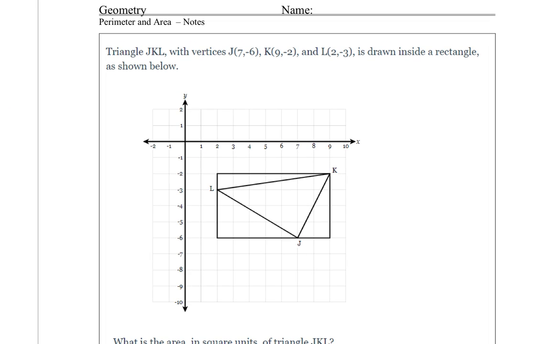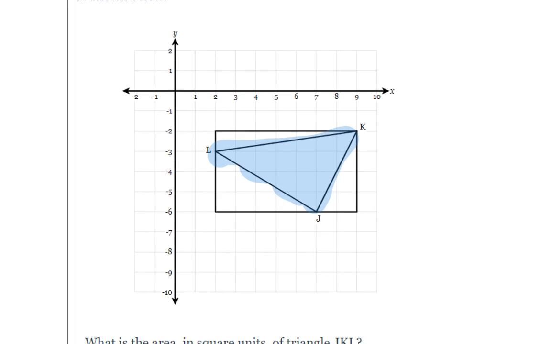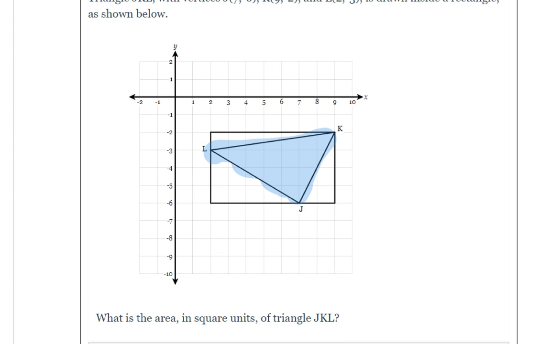Okay, so let's take a look. It says triangle JKL, with these vertices, is drawn inside as shown below. So let's go ahead and highlight that. Okay, that's the one we're talking about. What's the area of that? Okay, that's what we're trying to find, that area.